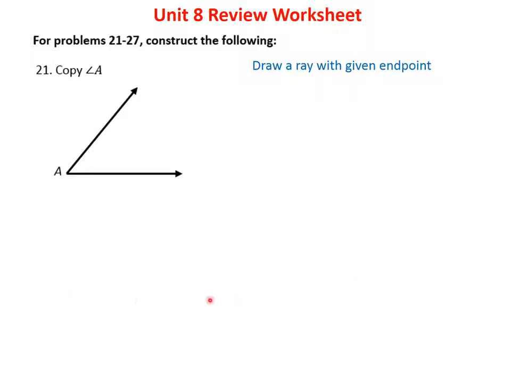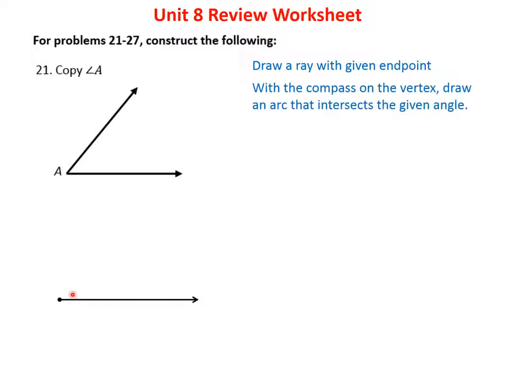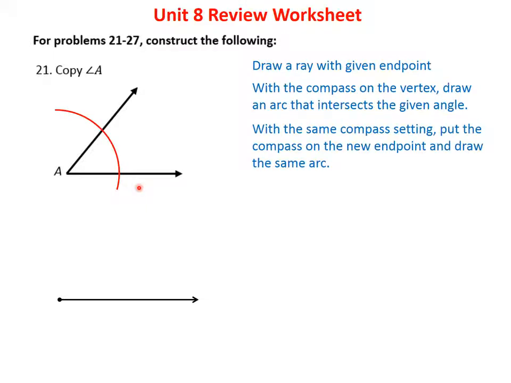The first thing we're going to do is draw a ray with a given endpoint. So go down below here and draw a line. You can put a point on the end of it. That's going to be your endpoint there. Second, with the compass on the vertex, and there's the vertex there, we're going to draw an arc that intersects the given angle. So from there, we're going to reach up with our compass and draw an arc across here, like so.